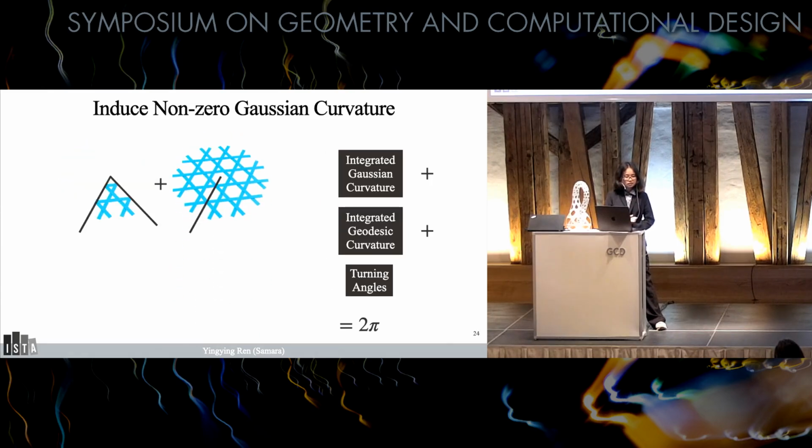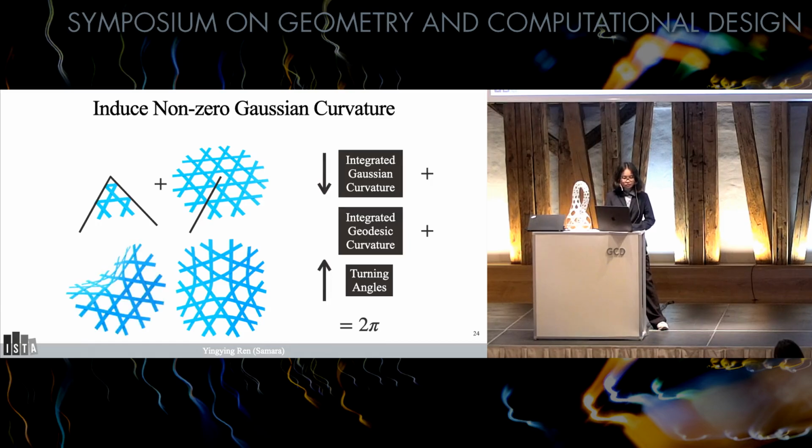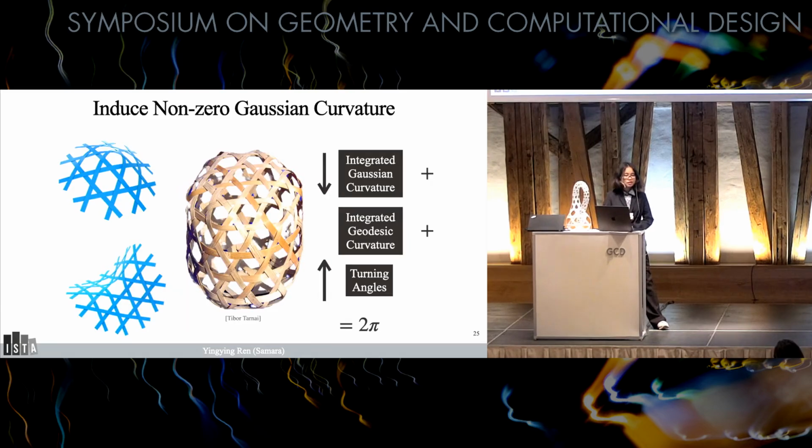Similarly, we can insert a new section instead and hence increase the turning angle by pi over 3. We'll then get a negatively curved surface. Introducing these kinds of topological singularities has been widely used in basket weaving design. For example, we see singularities at the corner of the basket shown here.